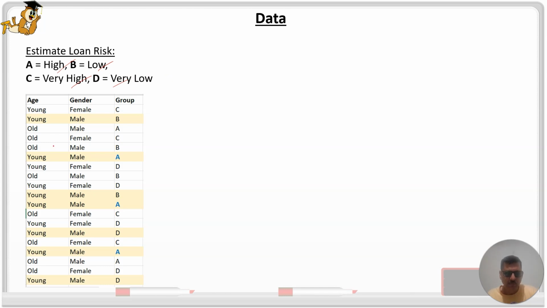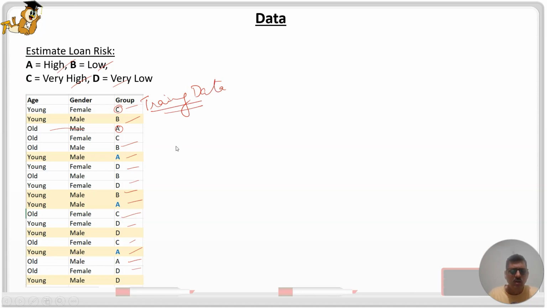And then you've done this mapping, you've collected this data, and you have classified this training data into various groups depending upon what happened, how they misused the loan that was given to them, and so on. So for example, you had a young female who did not return the money, and therefore she was assigned to group C. There was an old male who was assigned to group A, and so on. This is your training data.